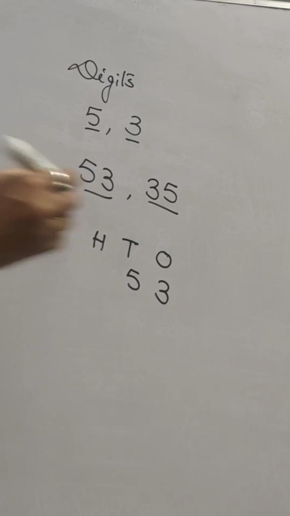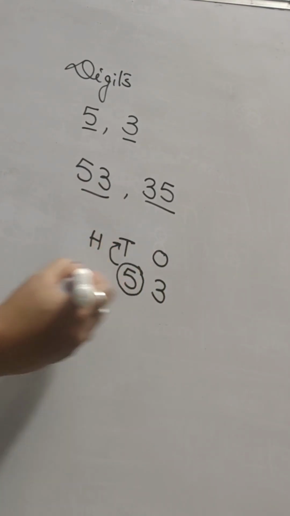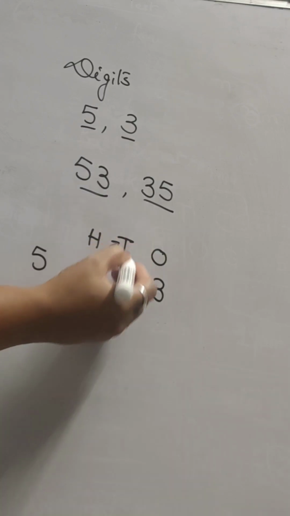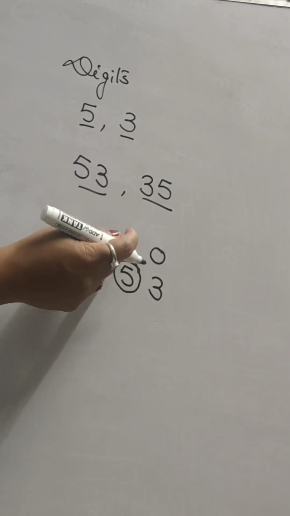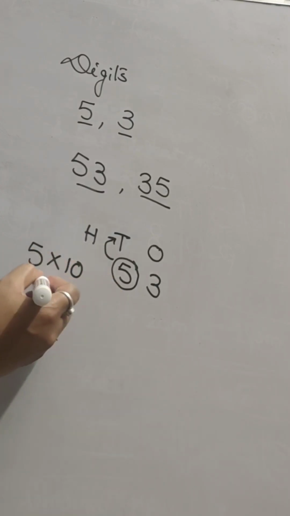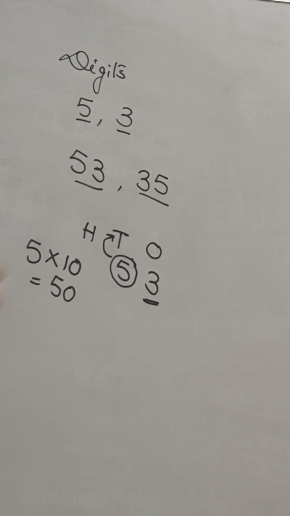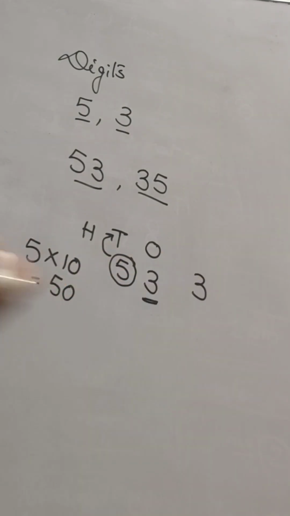53, how? Because the place of 5 is in tens. 5 is a number and which place is it in? It is in the tens place. So hence the value of this is 50. What is the value of 3 over here? The value of 3 is in the ones place.